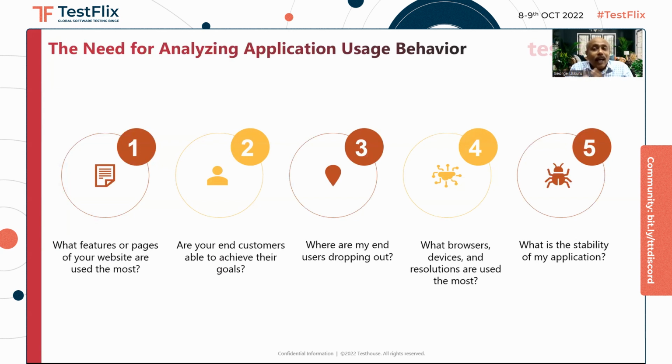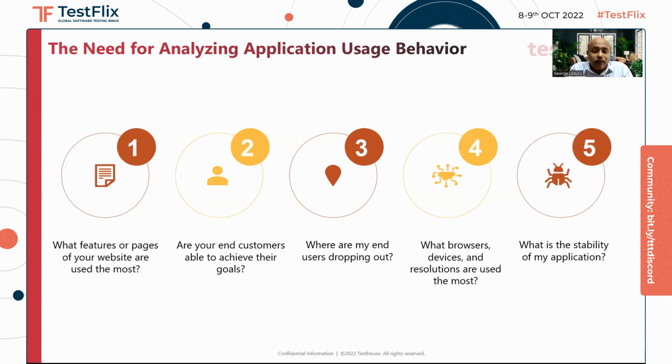The third one is, are there specific points within my workflows where the users are having problems and then dropping out? For example, an e-commerce customer is searching for a product, and he's not able to apply the filter in the right way, and he finds it difficult to use the app, and then he logs out or closes the browser.